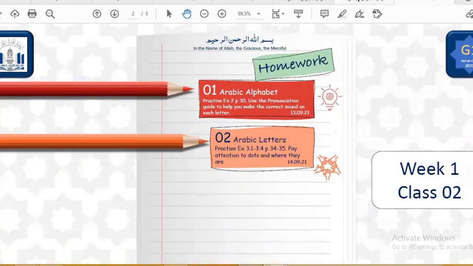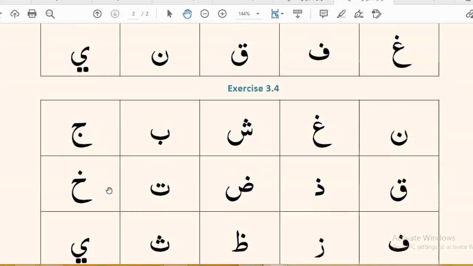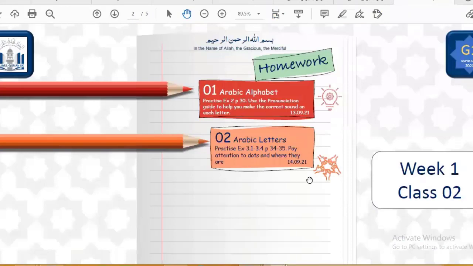Just like we saw, there are some letters that look the same, but it's important to note how many dots they have on them and the positioning of those dots. So this is your homework, okay? Practice exercise 3, on page 34 to 35, paying close attention to the dots and where they are. I hope you've all noted down your homework.